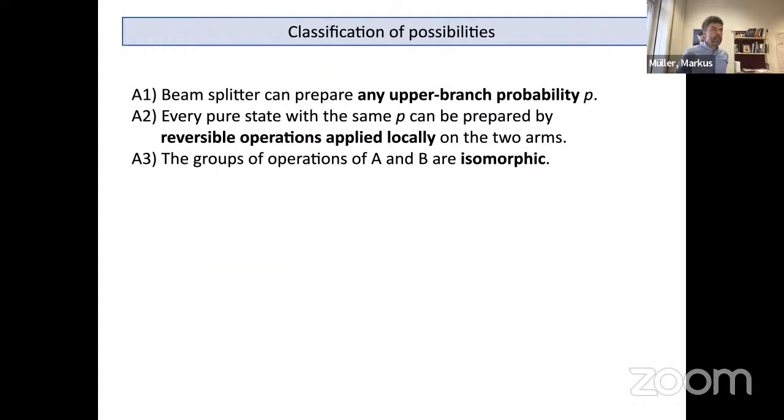So you can classify the possibilities in terms of a theorem. You can say, let's make some assumption about how the probabilities interplay with the equipment here. So first assumption would be to say, I want a beam splitter, whatever that is, that can prepare any upper branch probability P between 0 and 1. Let me go to the last one first, A3. It will tell you that the groups of operations for Alice and Bob are isomorphic. So they are kind of exchangeable. So there's a symmetry between Alice and Bob, between what they can do.